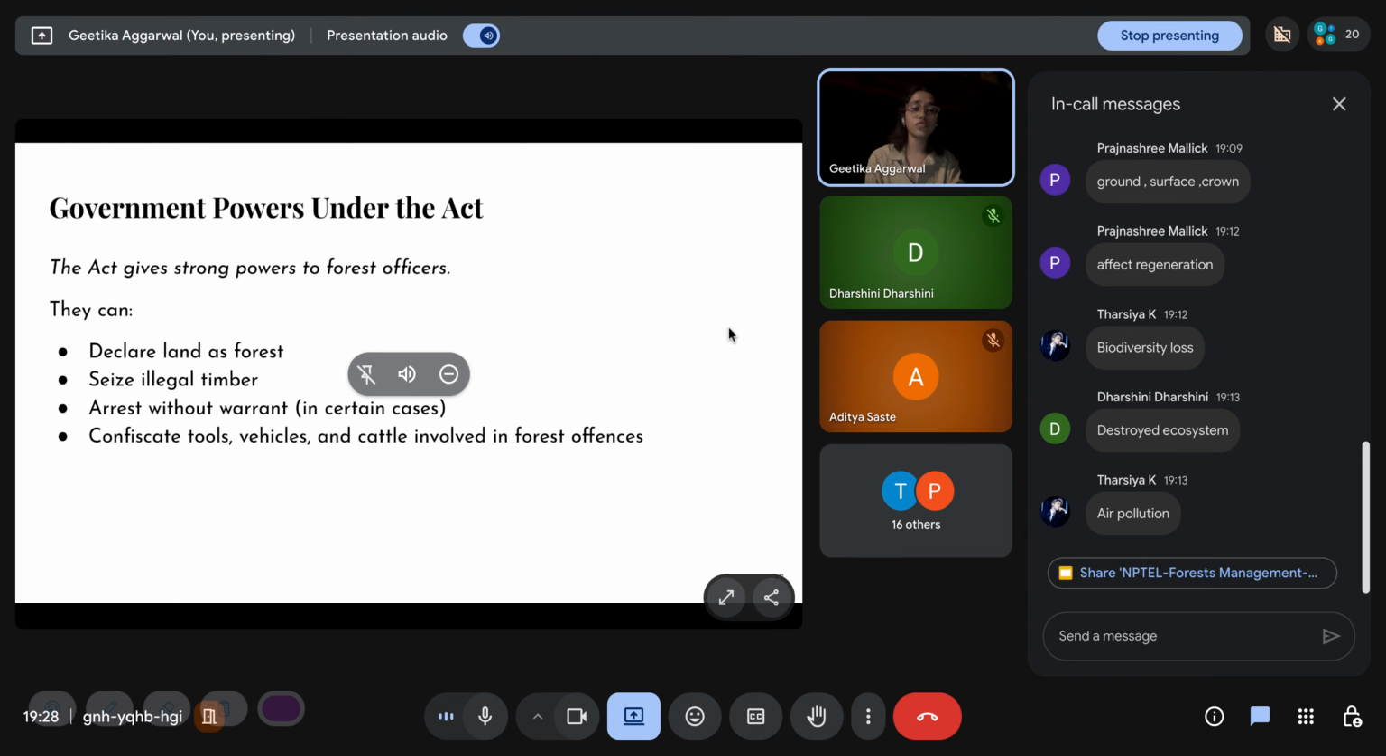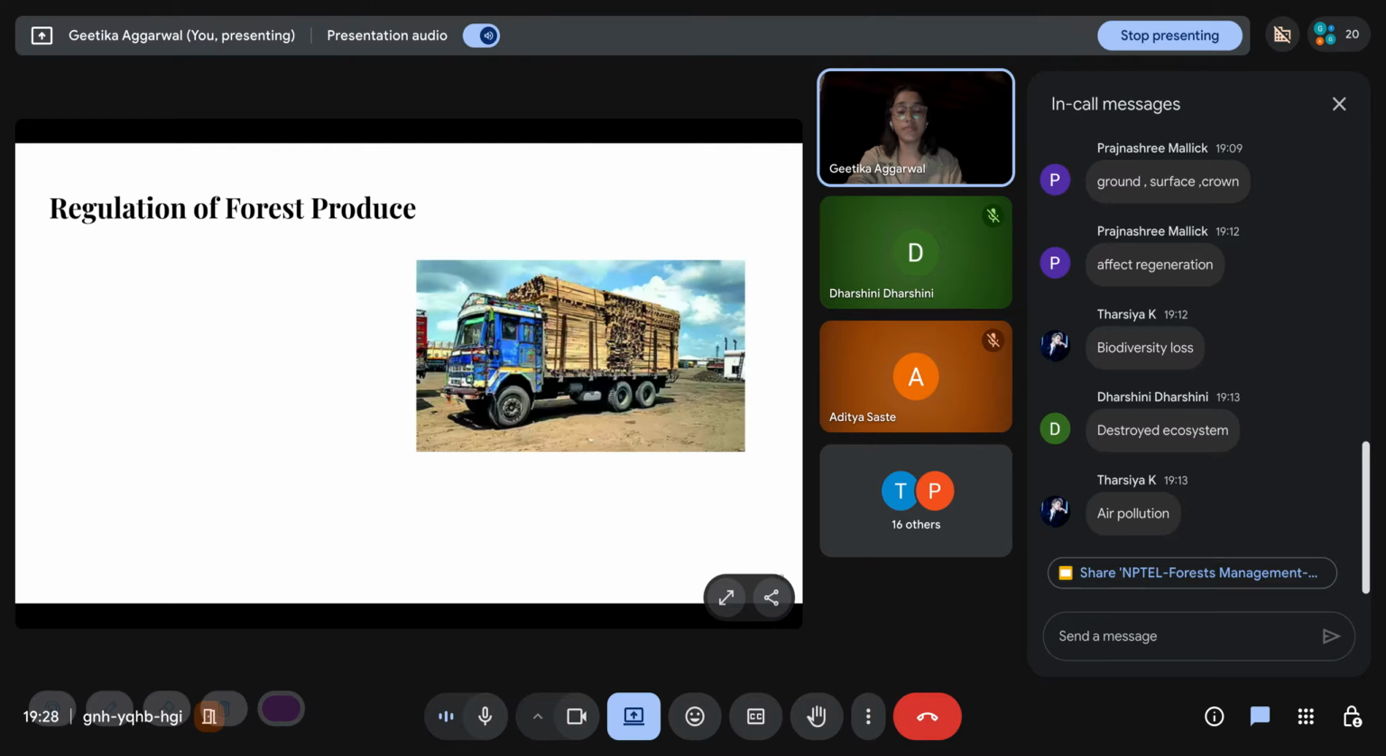So there are certain forest offenses, like again, taking out timber without permission, or grazing cattle. So they can actually confiscate all the tools that were used in this. They can confiscate the vehicles and cattle, and take all of these resources from the person who has been carrying out these offenses. And how do you regulate forest produce under this act? Now, because we said this act was meant to control forest produce, so how is that regulation happening?